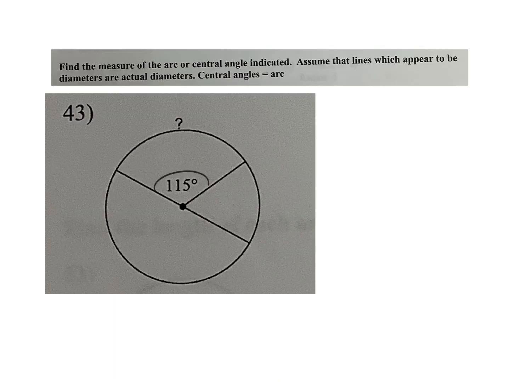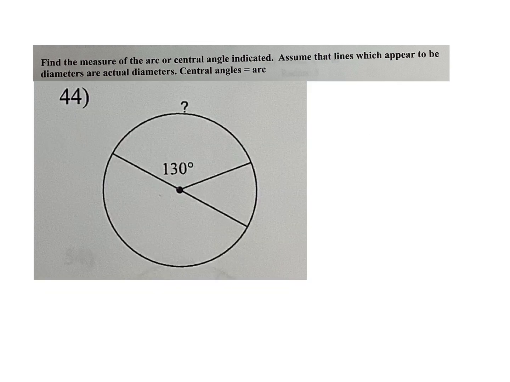Okay, so central angles, when they're attached at the center, are the same degree as the outside part of the circle. So that answer is just 115 degrees. Again, what is this piece? 130. It's the same as the central angle.